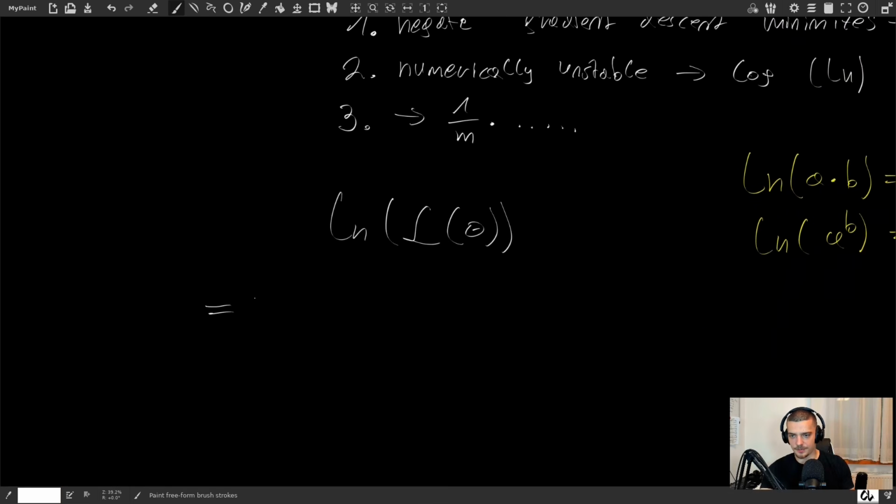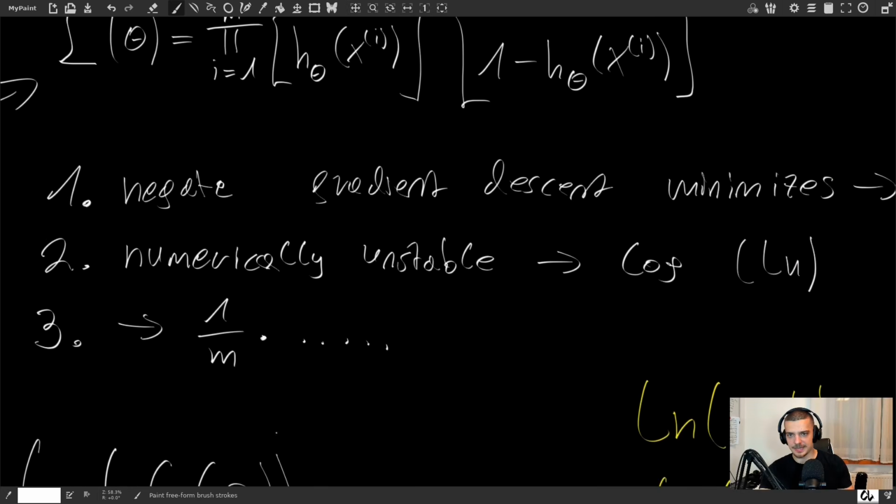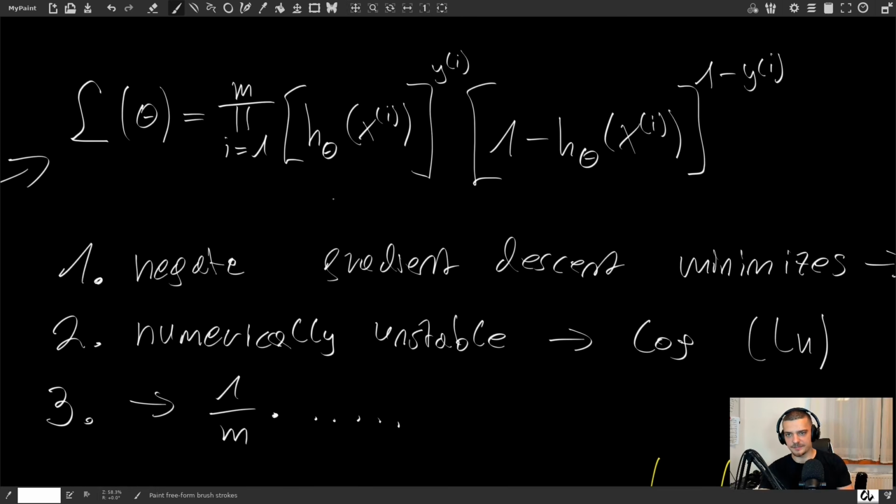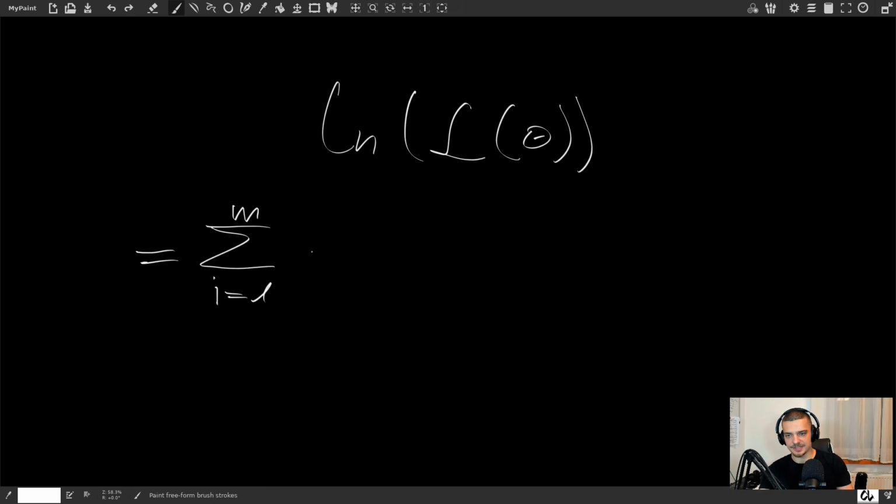And this is now the following. We say sigma, so sum of i going from 1 up until m instances. And what we do now is we apply the logarithm to the individual expressions. What's going to happen here is, since I have the exponent here, this is going to be yi times logarithm of what I have here. So I can go down here and I can say yi times logarithm of h given theta of xi.